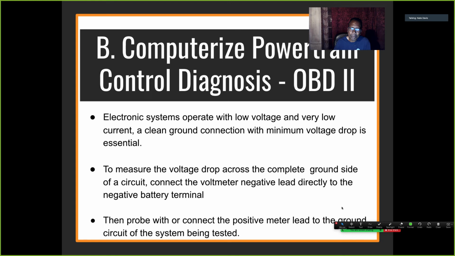Resistance will affect the way a circuit works. Electronic systems operate with low voltage and very low current. A clean ground connection with minimum voltage drop is essential. To measure the voltage drop across the complete ground side of a circuit, connect the voltmeter negatively directly to the negative battery terminal. Then probe with or connect the positive lead to the ground circuit of the system being tested. It's basically what I just showed you in that drawing. And this picture is showing how you do a voltage drop. Okay? Like I did earlier.